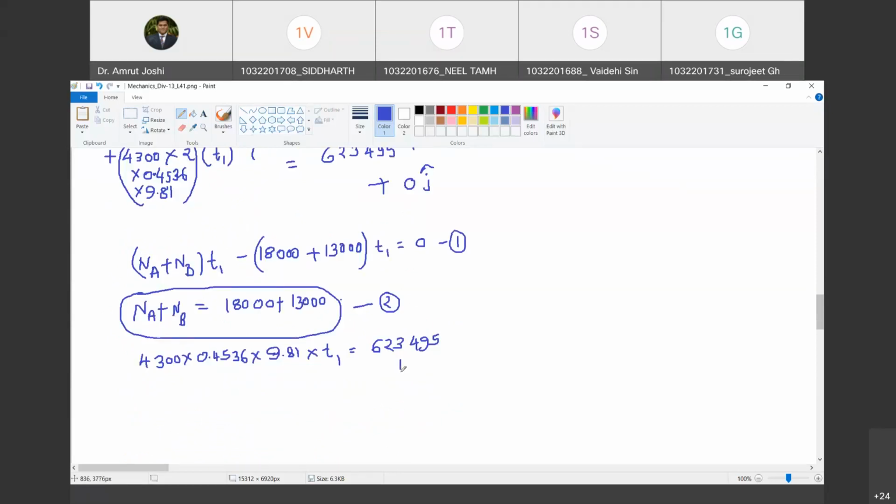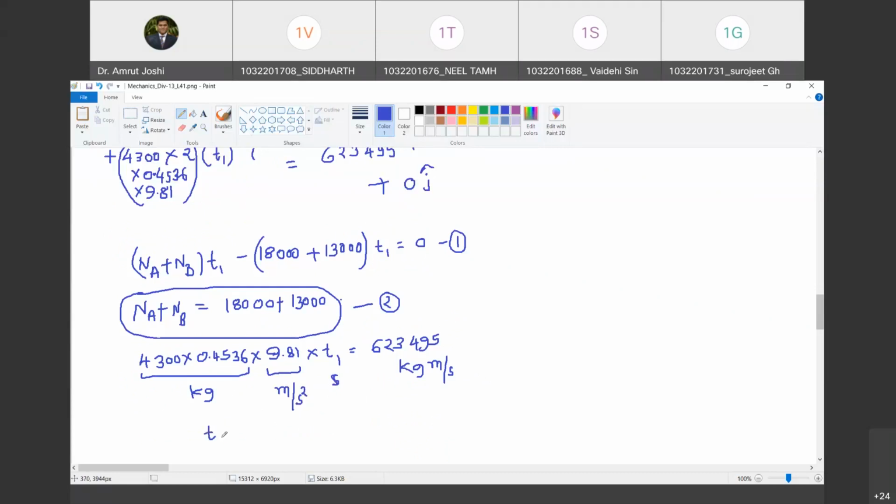So what is the unit of this quantity? Tell me. Kg meter per second. What is the unit of this quantity? This quantity is in kg. This quantity is in meter per second square. And this quantity will be in second. So second cancels out. So kg meter per second. So the dimensions on both the sides are matching. Are you with me?